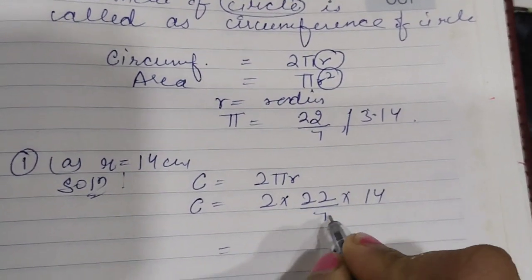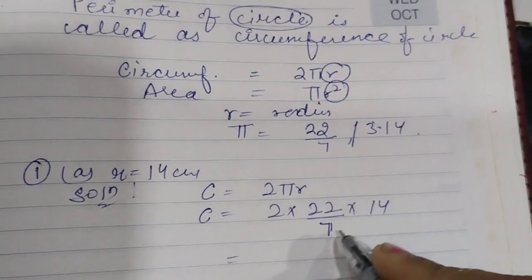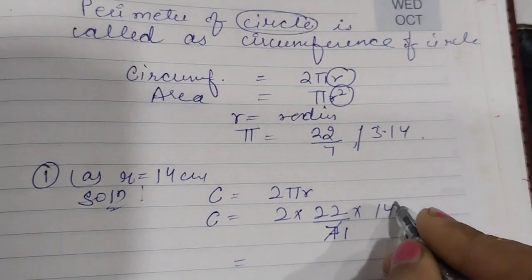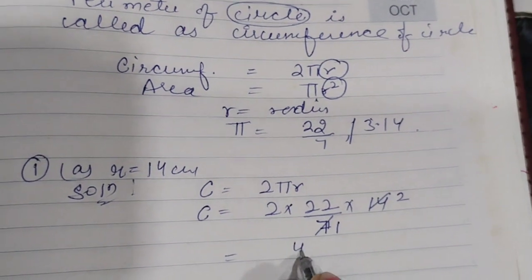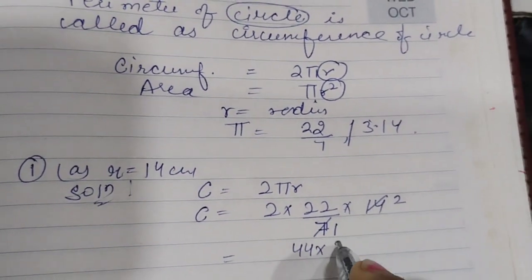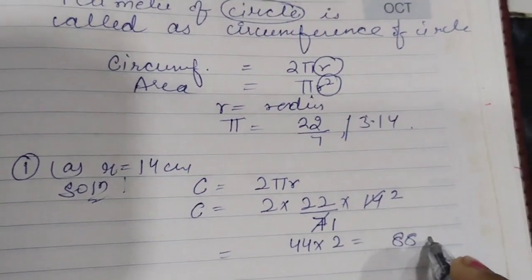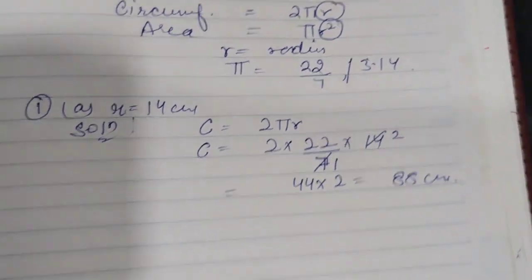Since they are all multiplied, we can divide 14 and 7. 7 ones are 7, 7 twos are 14. 2 multiplied by 22 is 44. 44 multiplied by this 2 is 88 centimeter.